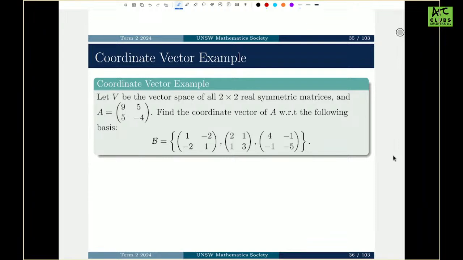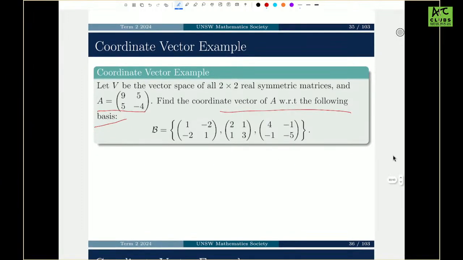Okay, so let V be the vector space of 2 by 2 real symmetric matrices, and let A be this. Find the coordinate vector of A with respect to the following basis. Let's convert these matrices into something we're more familiar with. We'll think of them as R3 vectors, because a real symmetric 2 by 2 matrix is only going to be defined by 3 entries. The third one is guaranteed to be the same as this.